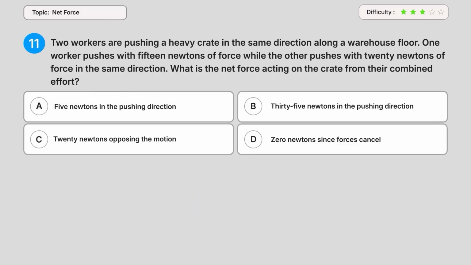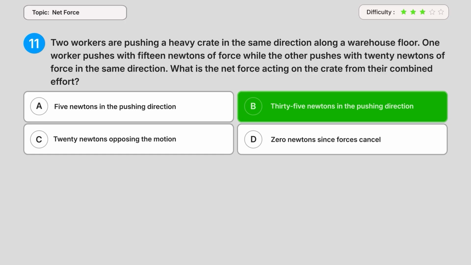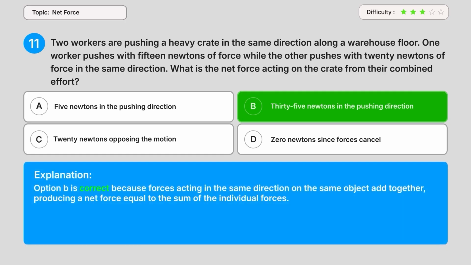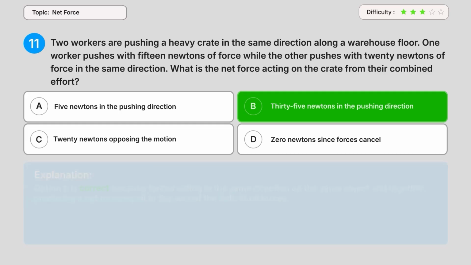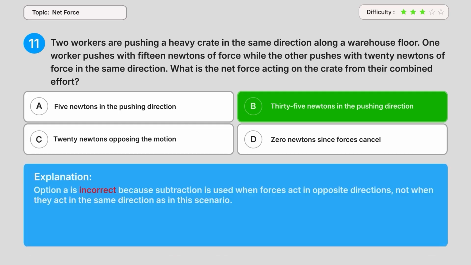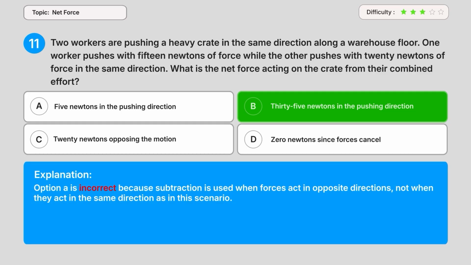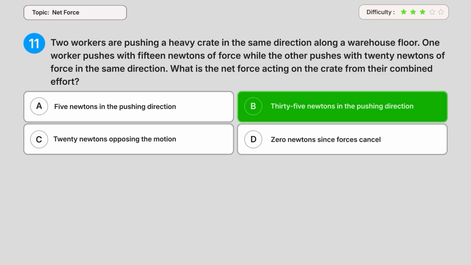Correct answer: B. 35 newtons in the pushing direction. Explanation: option B is correct because forces acting in the same direction on the same object add together, producing a net force equal to the sum of the individual forces. Option A is incorrect because subtraction is used when forces act in opposite directions, not when they act in the same direction, as in this scenario.